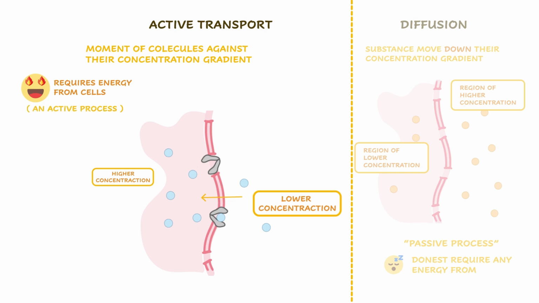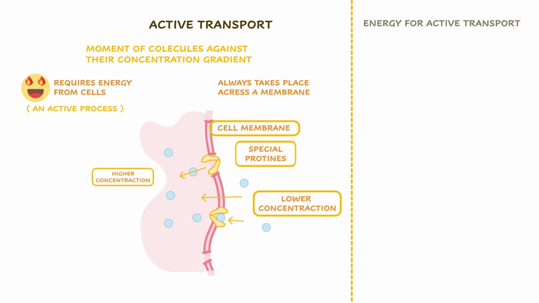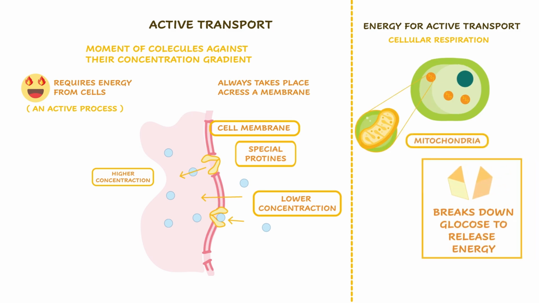Another key difference is that active transport always occurs across a membrane, such as a cell membrane, and it involves special proteins embedded in the membrane. Additionally, like all cellular processes that require energy, active transport relies on cellular respiration. Cellular respiration mainly takes place in the mitochondria, where glucose is broken down to release energy. We explain this process in more detail in another video, but for now, just remember that respiration provides all the energy that a cell needs.